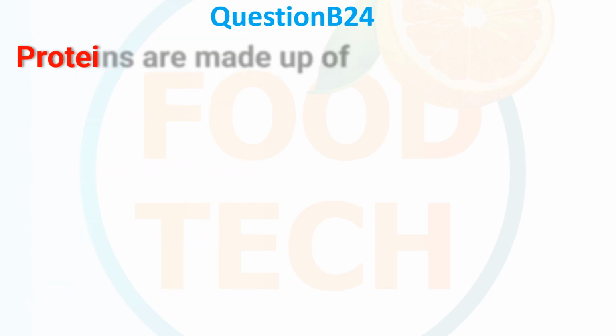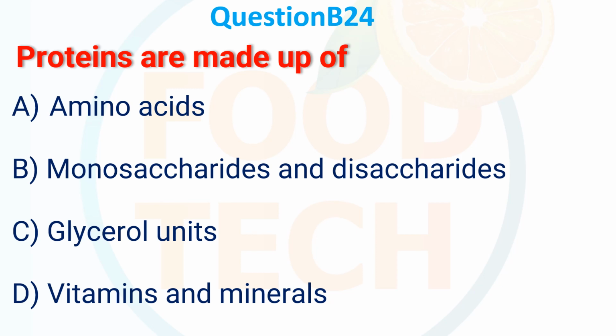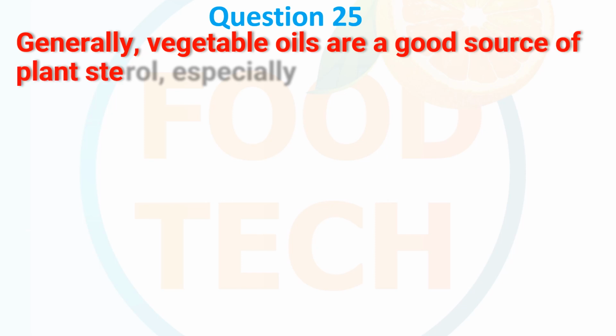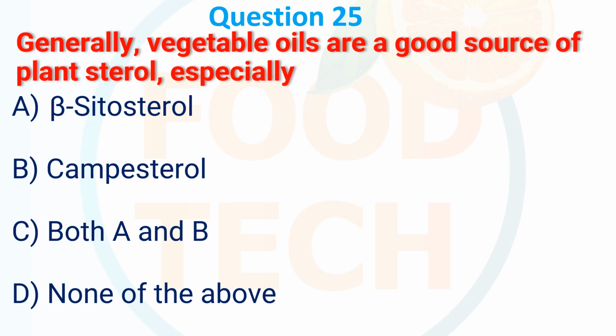Smoke point. Proteins are made up of A. Amino acids, B. Monosaccharides, disaccharides, C. Glycerol units, D. Vitamins and minerals. The answer is A. Amino acids. Generally, vegetable oils are a good source of plant sterols, especially A. Beta-sitosterol, B. Campesterol, C. Both A and B, D. None of the above. The answer is C.